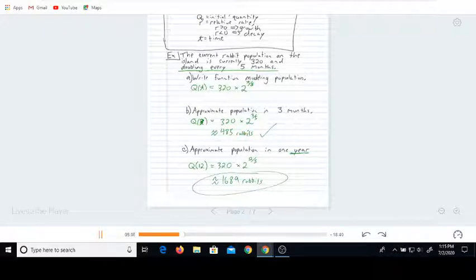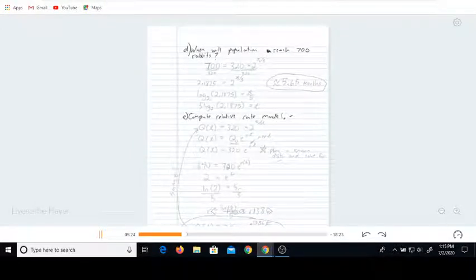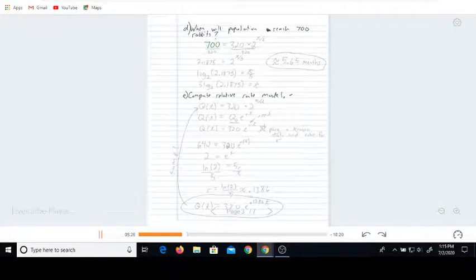Going off this model. Now, when will the population reach 700? So, quantity is a function of time. In the previous two problems, we were provided a time value and plugged it in. Here we're provided a quantity value and need to solve for time. So we set the quantity value to 700 into our function.